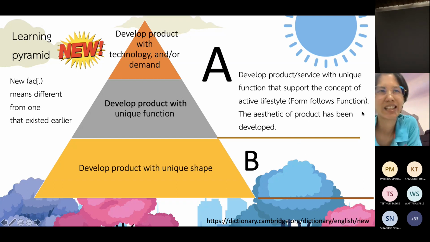There is a phrase, form follows function. The aesthetic of the product has been developed. Also, if you develop the product with technology to meet new demand and disrupt the business, like the smartphone did, that part is called new, right? Which means different from one that exists earlier. So that part, I expect like this part, okay? But that part is great too.